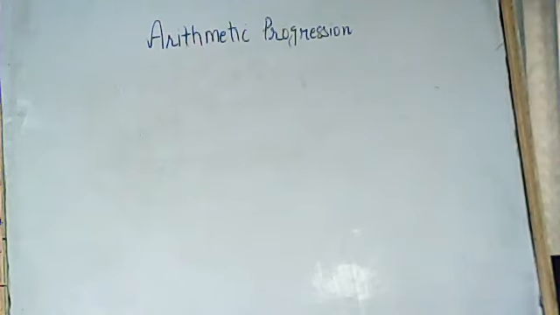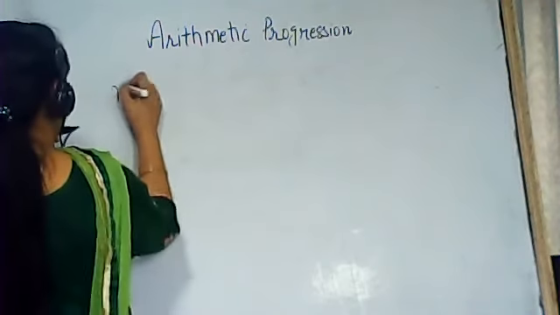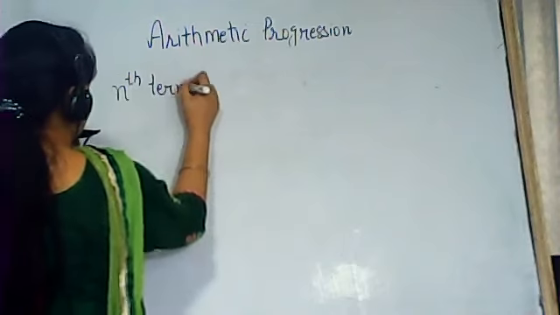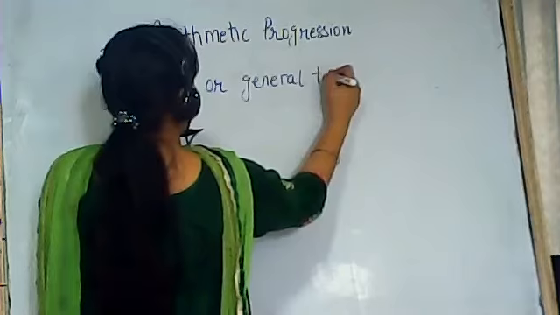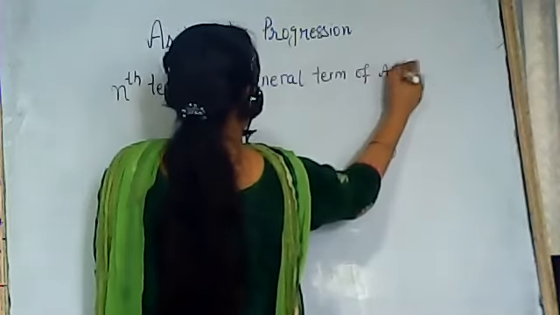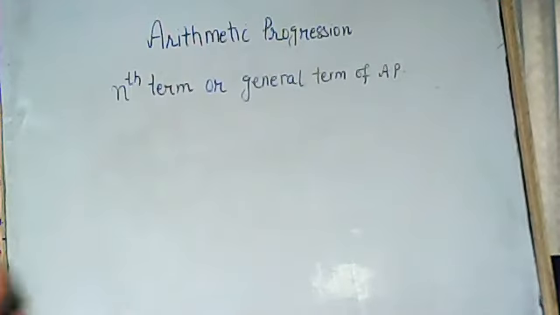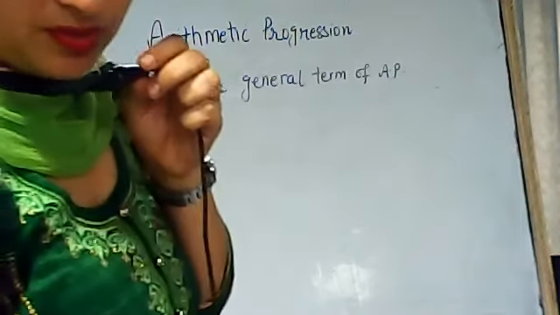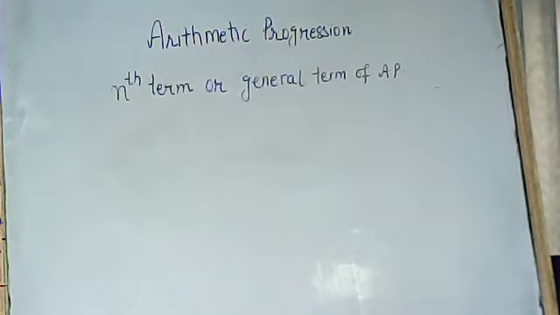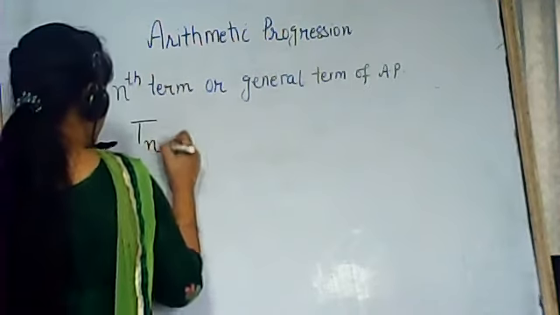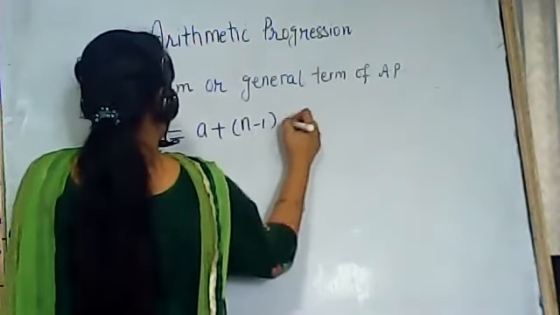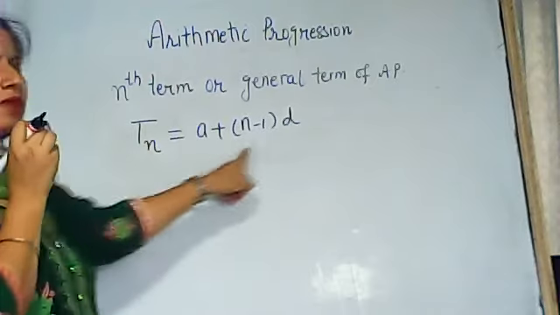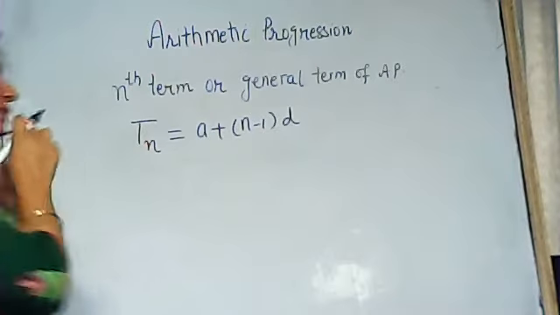Now let us move to the first formula of arithmetic progression, that is the nth term. This formula is very important. Nth term or general term of AP. So this is one of the formulas of arithmetic progression. What is the formula? Nth term or general term of an arithmetic progression. Nth term is always denoted by Tn, and the formula is A plus (n minus 1) into D. This is the formula for the nth term of an arithmetic progression.